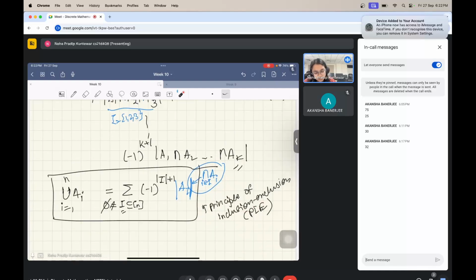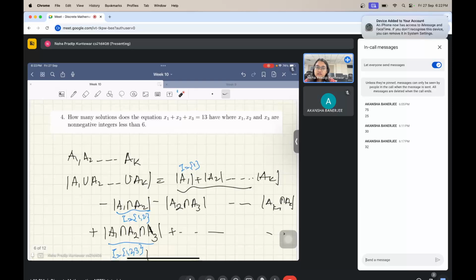So you can try this principle, or the general idea behind it, to solve this question. The question is as follows: you have this equation x1 plus x2 plus x3 is equal to 13, and you want to find the total number of solutions where x1, x2, x3 take values between 0 and 5.